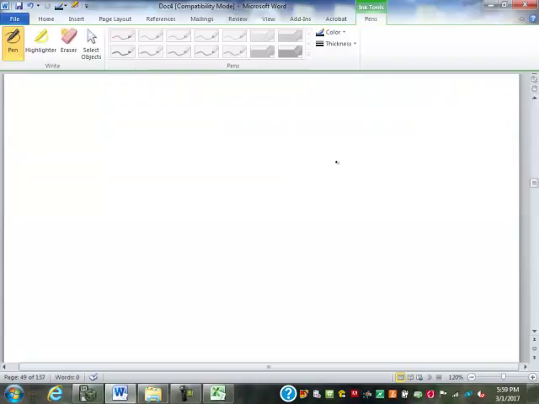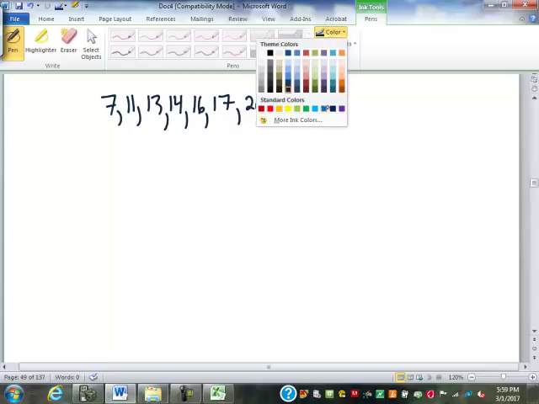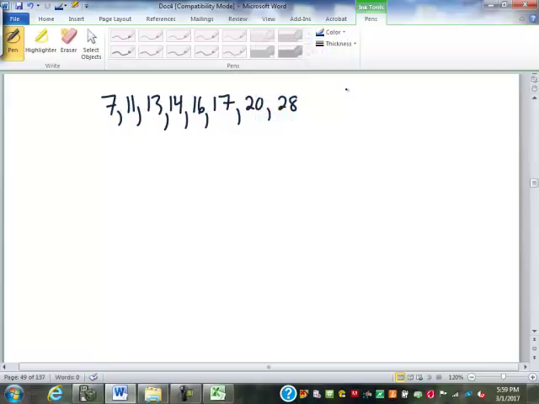For example, let's take a look at a small data set, and I'm going to put them in order from smallest to largest right off the bat just to make it a little bit simpler for us, make it a little bit quicker. 7, 11, 13, 14, 16, 17, 20, and 28. So there are 8 numbers.